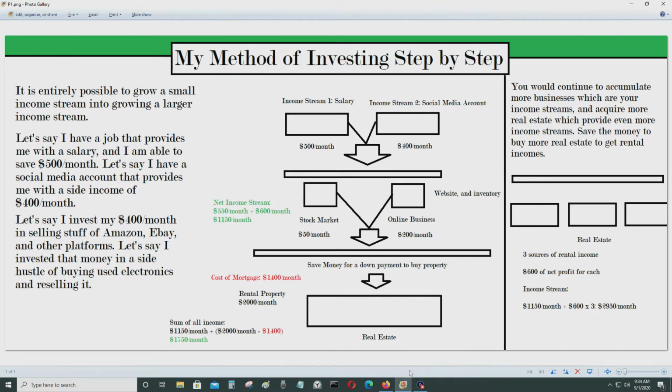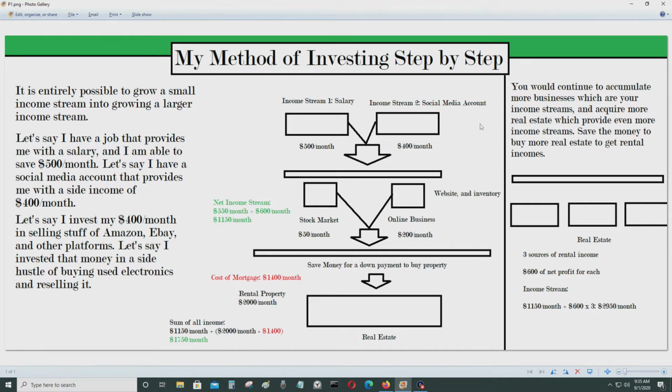So, it's possible to start out with very little income. For example, let's say I have a job, and with that job, I'm able to save like $500 a month, right? Or let's say I have another social media account, which provides me with an income of, let's say, $400 a month. So I have about $900 a month to work with, let's say, which isn't a lot of money.